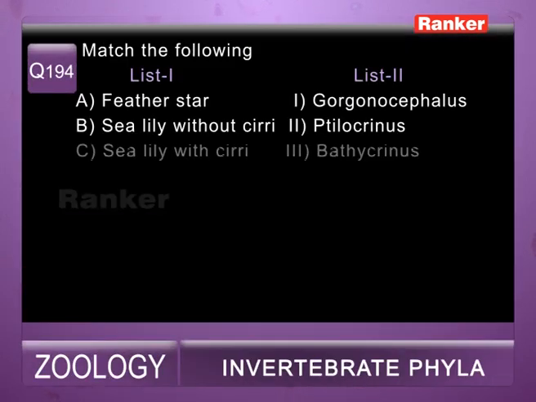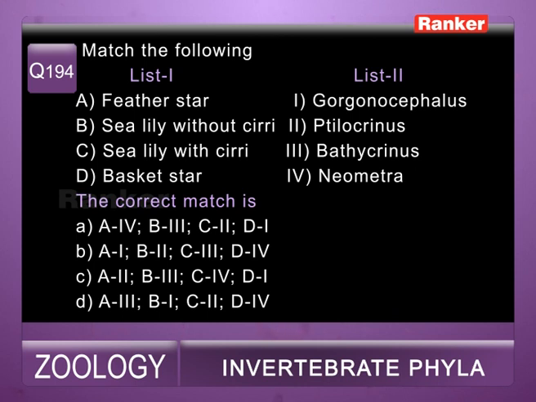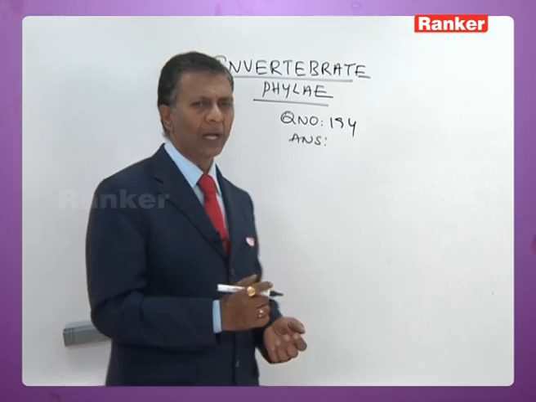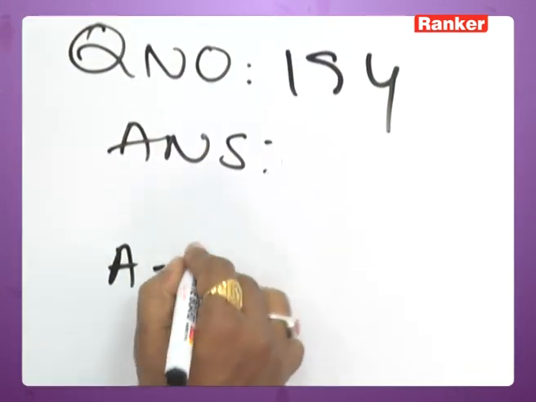Question number 194. Match the following, list 1 and list 2. List 1 you have A, feather star, B, sea lily without cirri, C, sea lily with cirri, D, basket star. Under list 2 you have number 1 Gorgonocephalus, number 2 Tilocrinus, number 3 Bathycrinus, number 4 Neometra. Now you take first one, A, feather star.